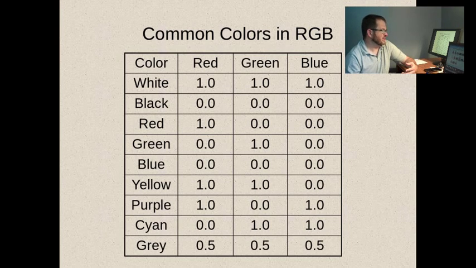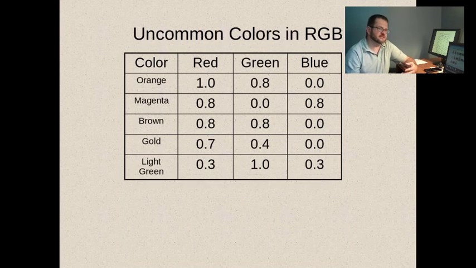You can see on this table here how red, green, blue, yellow, purple, cyan, gray, all kinds of colors like that work. In fact, I have another table here that's some less common colors you might find interesting, like orange, magenta, brown, gold, light green, whatever. There is no shortage of utilities on the web to help you find colors, and you can just experiment with them. It's actually kind of a fun thing.